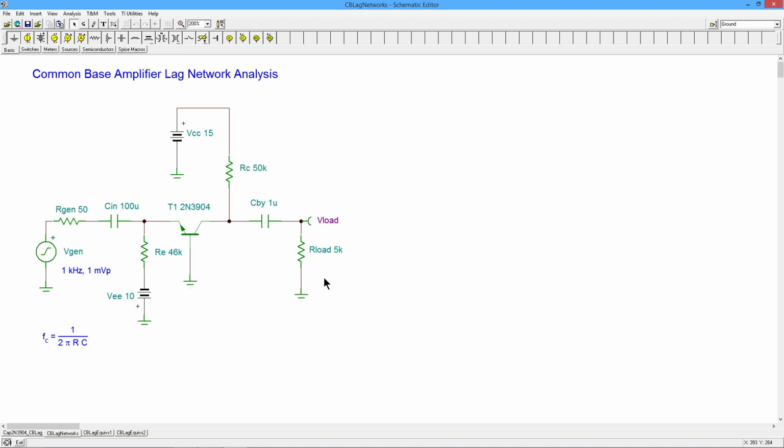But 50K in parallel with 5K is going to get you 4.545 repeating K, right? So about 4.5K. So like I said, about a 10% reduction there. Now you take that value, the 4.54K, and you divide it by 129 ohms, and you get a gain of 35.2. That's the gain from the emitter to the load.